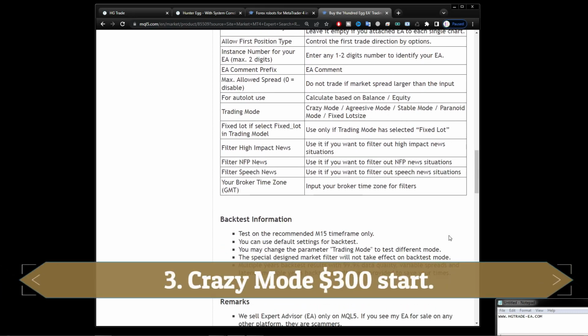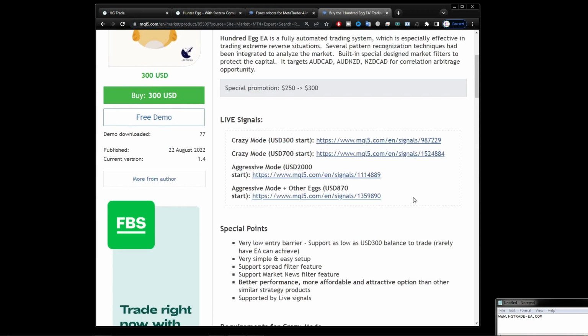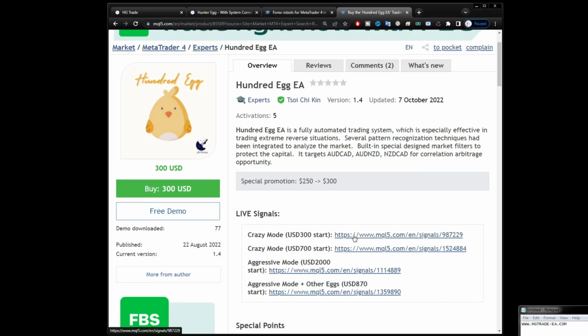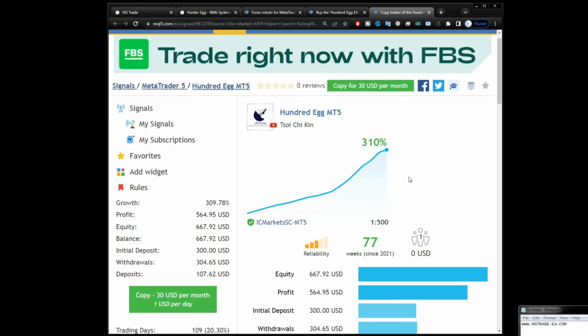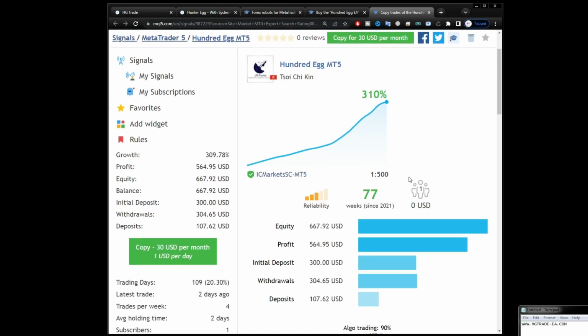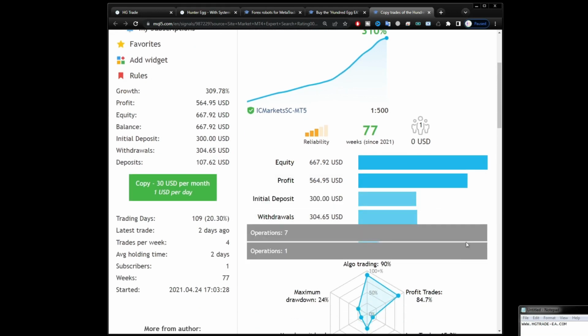(3) Crazy Mode $300 start. I will show you the results of trading using $300 capital with Crazy Mode. Growth that has been achieved is 310% during the current trading. Maximum drawdown of 24%. Profit trades 84.7%.